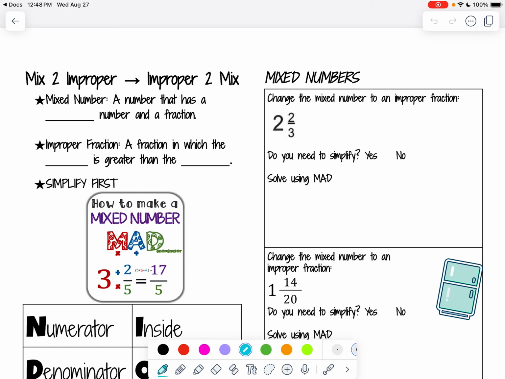Today we're going to be talking about mixed numbers and improper fractions. So let's go ahead and dive into the video. Our first set of notes says, our first vocabulary word is a mixed number.